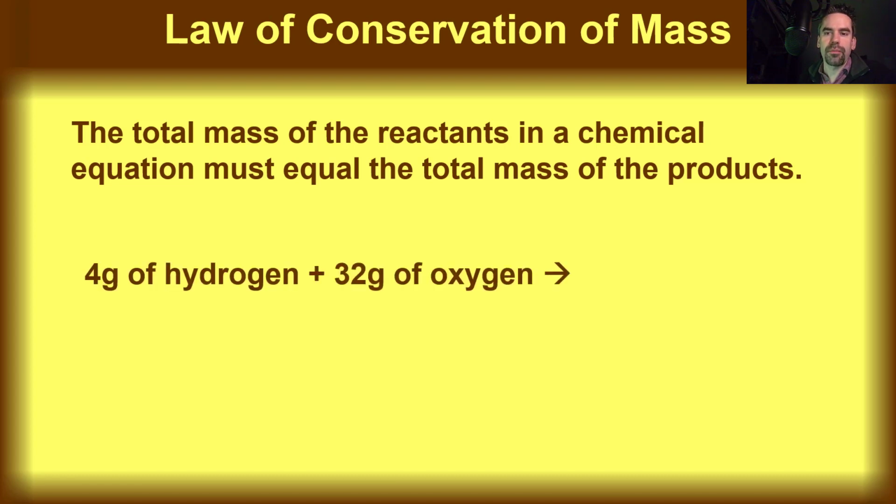Let's say we're going to try to make some water. Well, if we have 4 grams of hydrogen and 32 grams of oxygen, those two things will react completely to produce water. And how much water? The answer is 36 grams of water. You will notice that there's more mass of oxygen, even though there's only one atom of oxygen in a water molecule, and that's because the oxygen atom weighs so much more than a hydrogen atom.